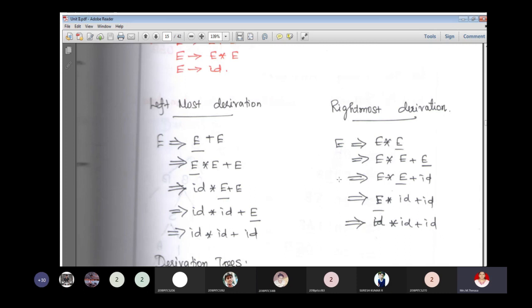Next, we'll see the rightmost derivation. Here we take E star E initially. Then the rightmost non-terminal E is replaced with E plus E. Again, this rightmost non-terminal E is replaced with ID. Again, this rightmost E is replaced with ID. Again, we are left with only one E which is replaced with ID. We have derived the same string ID star ID plus ID.